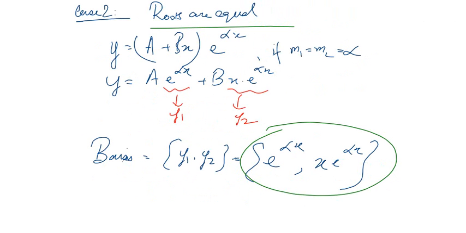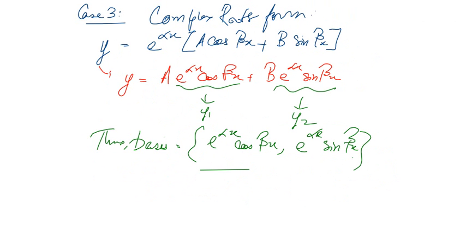In the case that the roots are equal, y is equal to a plus bx times e to the alpha x, and taking into consideration the fact that m1 equals m2 equals alpha, by comparison we get e to the alpha x as y1 and x e to the alpha x as y2. The basis then becomes the set of y1 and y2 values, which is nothing but e to the alpha x and x e to the alpha x.